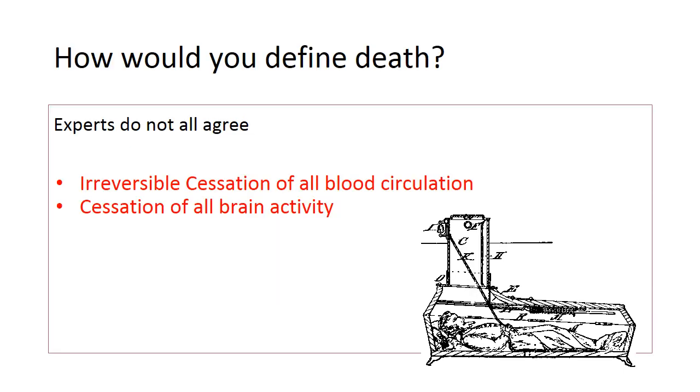So first off, we need to define death. There's two main schools of thought. So we've got irreversible cessation, stopping of all blood circulation. So the heart stops beating, or there's no blood to circulate. The other one is cessation, stopping of all brain activity.